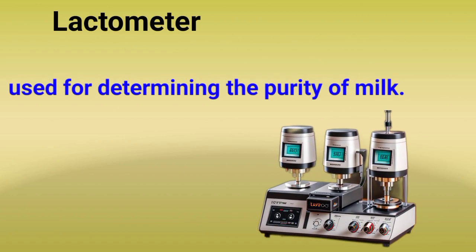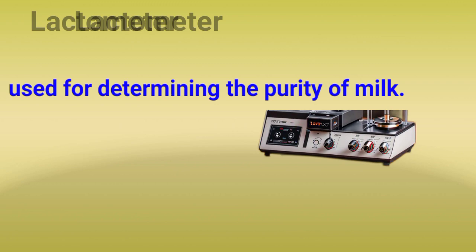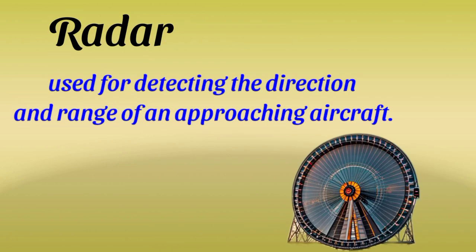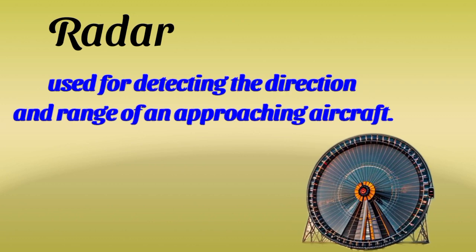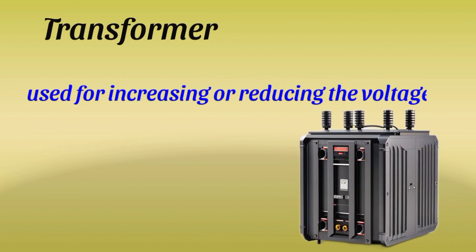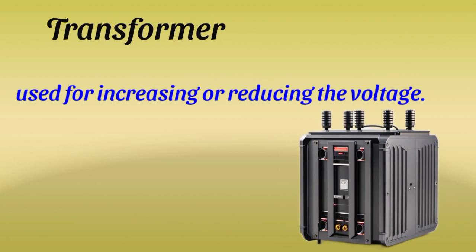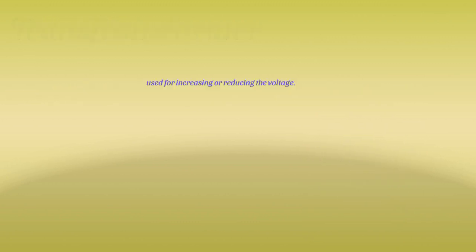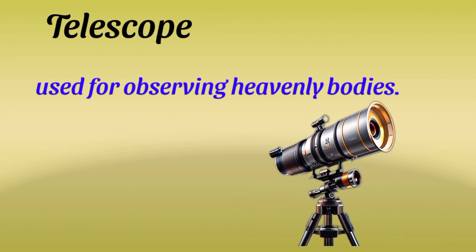Lactometer: used for determining the purity of milk. Radar: used for detecting the direction and range of an approaching aircraft. Transformer: used for increasing or reducing the voltage. Telescope: used for observing heavenly bodies.